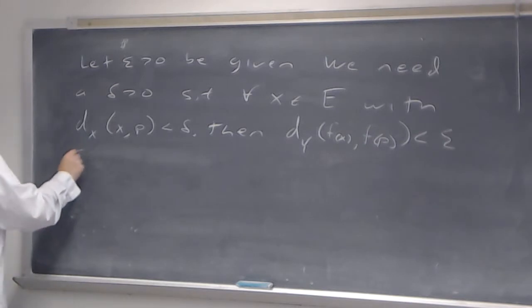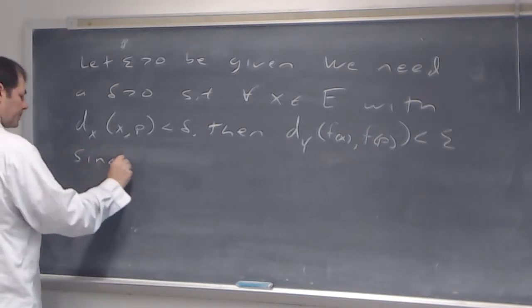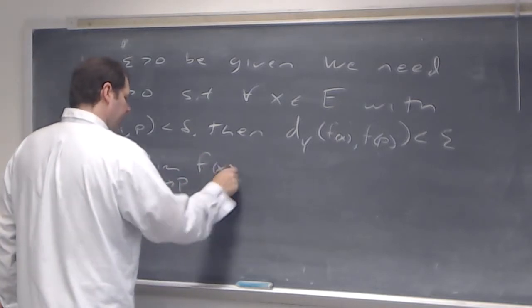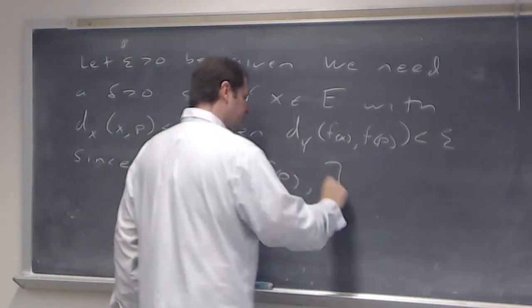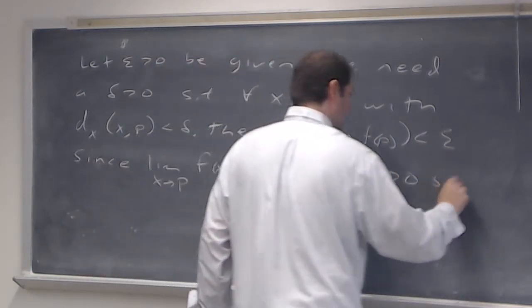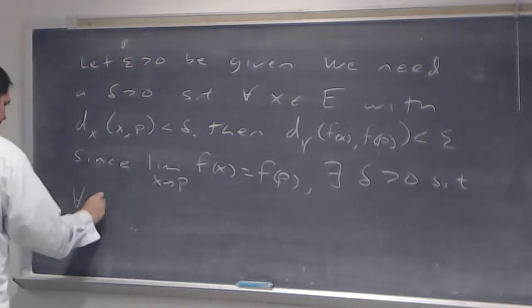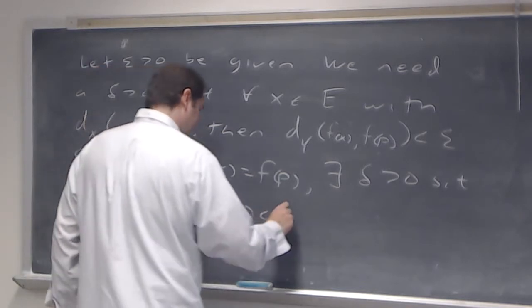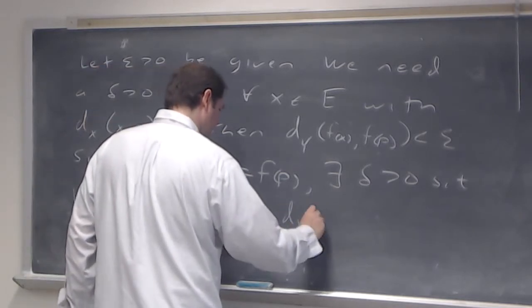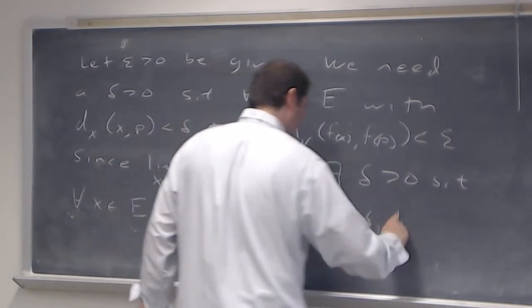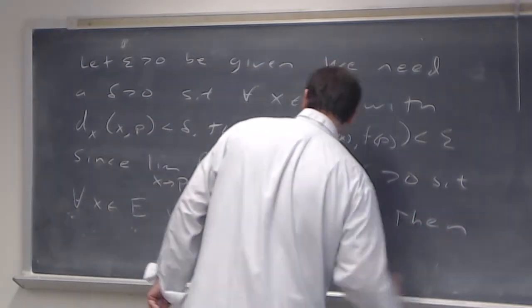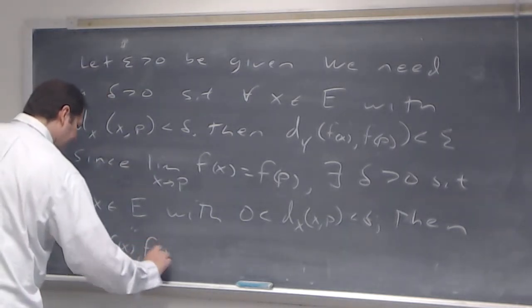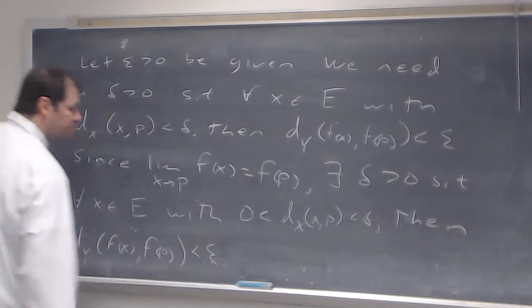Well, we're assuming the limit property, so since the limit as x goes to P of f of x equals f of P, there does exist a delta greater than 0 such that for all x an element of E with 0 less than the distance between x and P less than delta, then we get what we're searching for. That is, the distance in Y between f of x and f of P is less than epsilon.